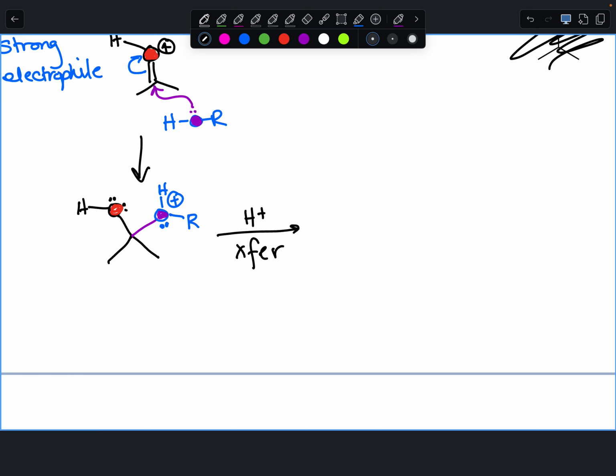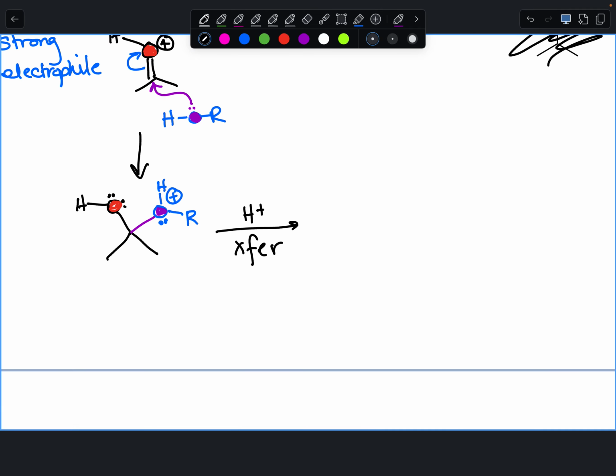Very similar to what we had with the addition of alcohols under acidic conditions. We have a weak nucleophile, so we need to make a super electrophile. So we're gonna start off with the oxygen using 1 lone pair to make a bond to hydrogen. These are all reversible steps. So now the oxygen has 1 lone pair, 3 bonds, which means it has a plus charge.